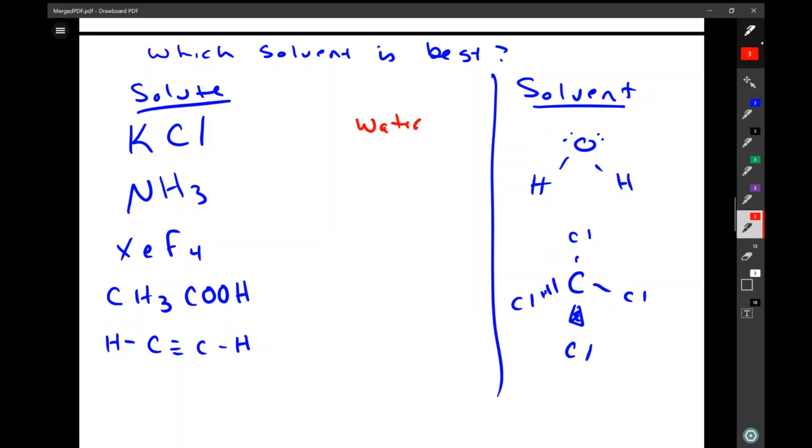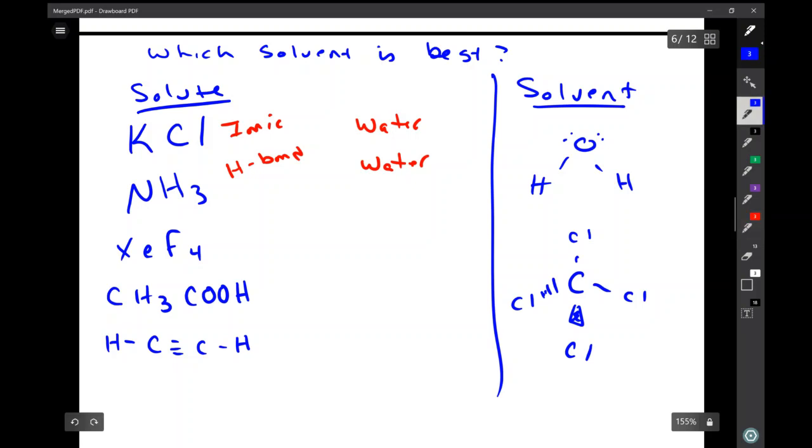Alright, KCl dissolves in water because it's ionic. Got K plus, Cl minus. Alright, what about NH3? Alright, if you said water, you are correct. Because what's the intermolecular force for NH3? Alright, yeah, it's hydrogen bonds. If you sketch NH3, we'll sketch that out here. Yep, there's a shape, and that shows it's a hydrogen bond. There's your strongly electronegative nitrogen and your hydrogen atoms.